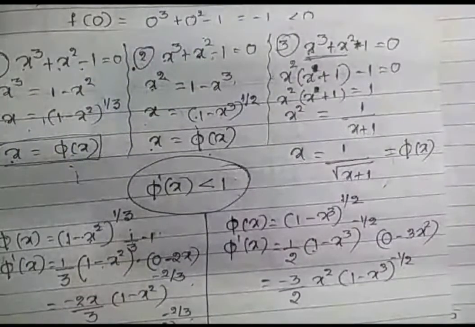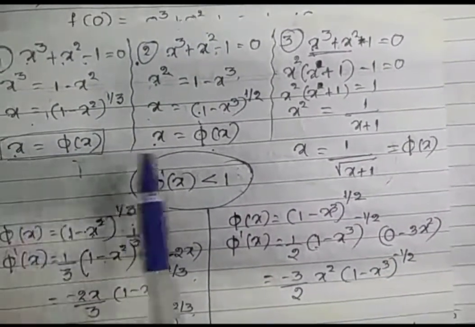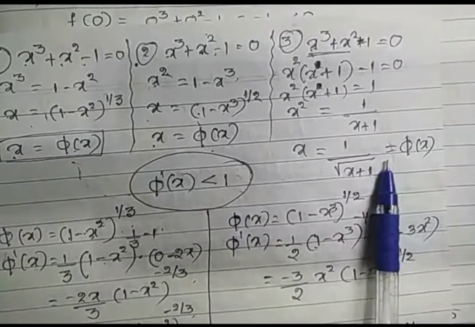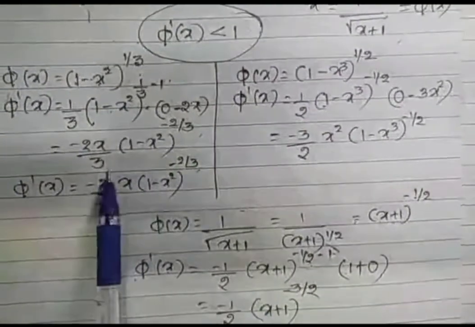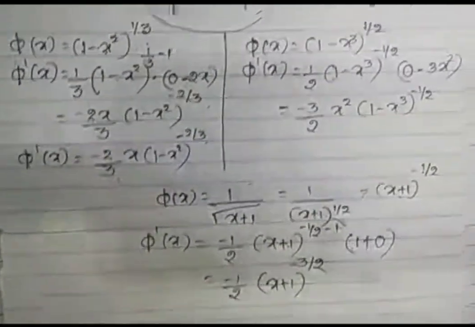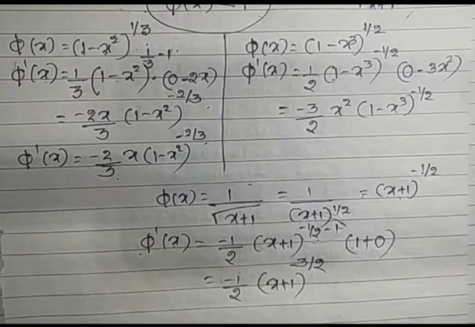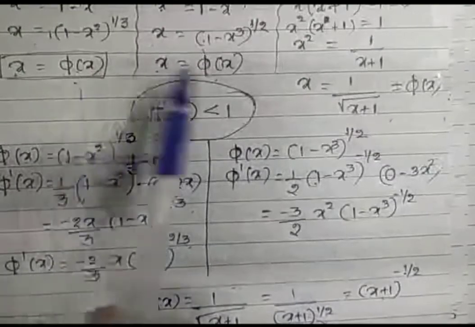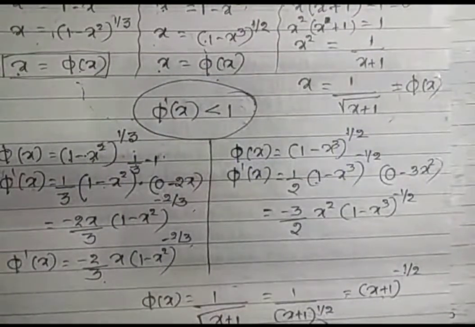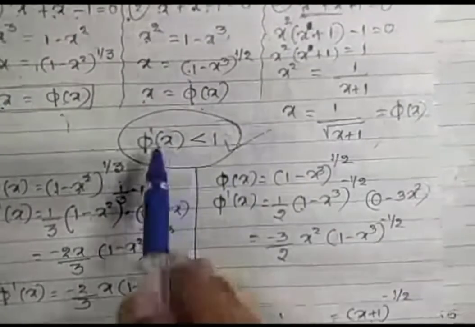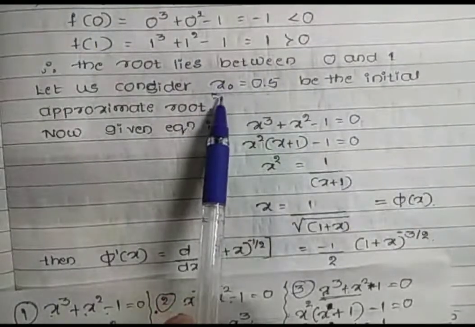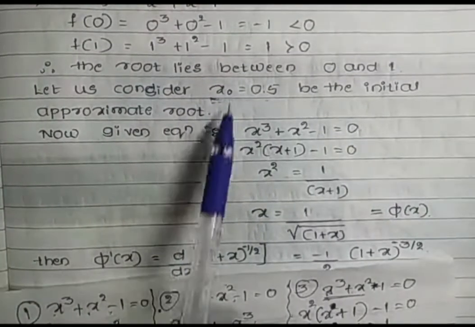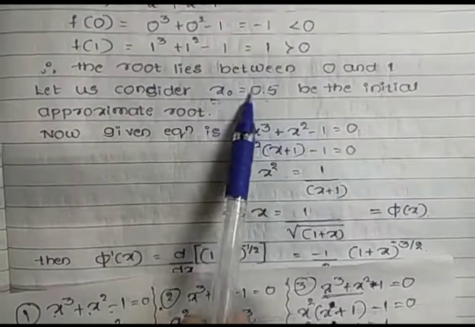This is the given function which we are reducing in terms of x equal to phi of x in three different ways. For that, three derivatives we have calculated: this is for the first one, this is for the second one, and this is for the third one. Now, which phi of x function we need to consider for further simplification depends on the condition that modulus of phi dash of x is less than 1. Now what is the x value here? It is nothing but the first approximation which we have selected, that is 0.5.